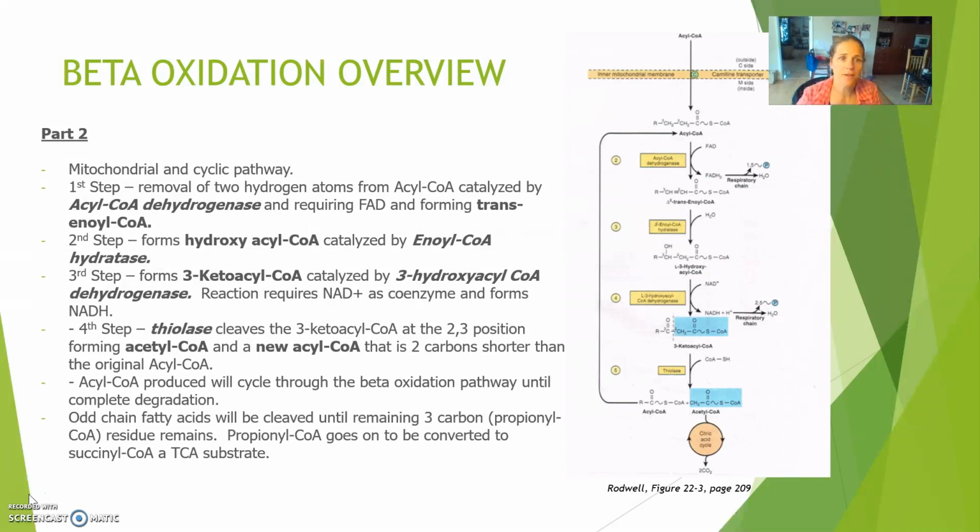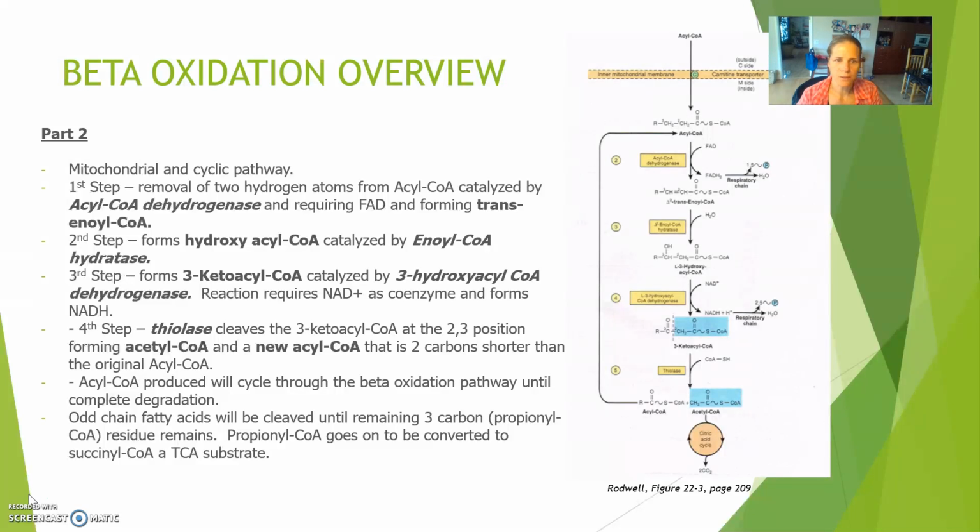The second part of beta oxidation is a cyclic pathway, and we're breaking down the long-chain fatty acid into acetyl-CoA. The first step is the removal of 2 hydrogen atoms forming enoyl-CoA, and that's catalyzed by acyl-CoA dehydrogenase and requires FAD. So acetyl-CoA will be our final product until the complete degradation.